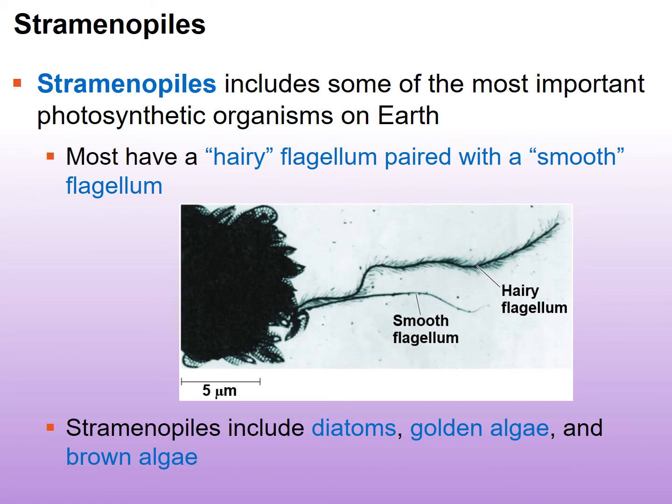So let's start with the straminophiles. Straminophiles include many organisms that are photosynthetic, and they're really important photosynthetic organisms. Most of them have what's called a hairy flagellum, because I mentioned that previously when we were looking at other organisms, but they have a hairy flagellum paired with a smooth flagellum. So you can see the two flagella here, one of them is hairy, one of them is smooth. The straminophiles include the diatoms, the golden algae, and the brown algae.